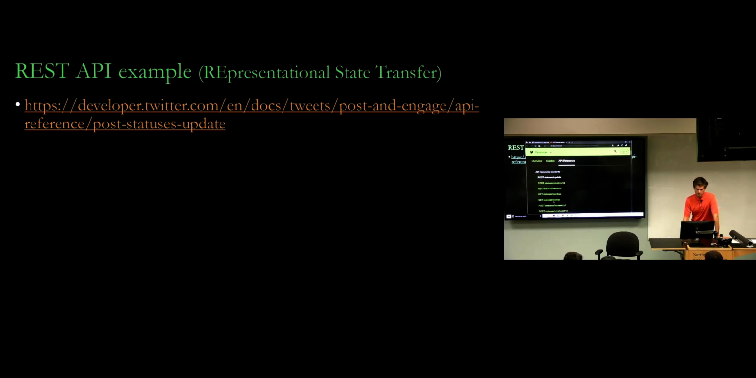And so, for example, if you're doing a retweet, there are a lot of parameters you can provide that are documented here. But the response you get back is a JSON object. Here's an example.